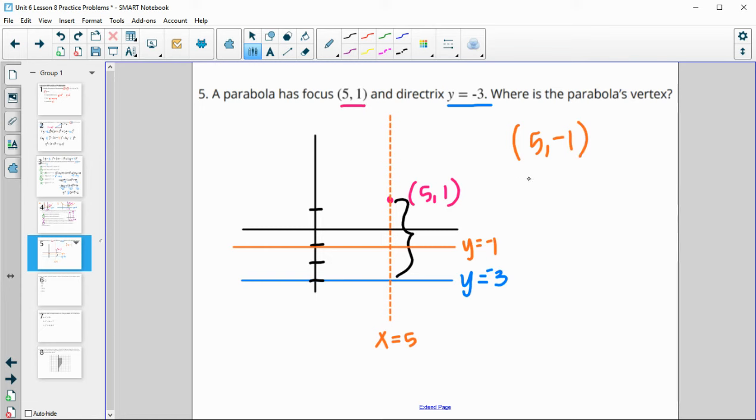Okay, you can also, so remember, we know that the x coordinate is the same as the focus. So we knew this was going to be 5. So again, we're looking for this y value here, and we want it to be in the middle of 1 and -3. So middle is just average, so you can take and add 1 and -3 and divide by 2. So 1 plus -3 is -2, divided by 2 is -1. That's another way you could get it.